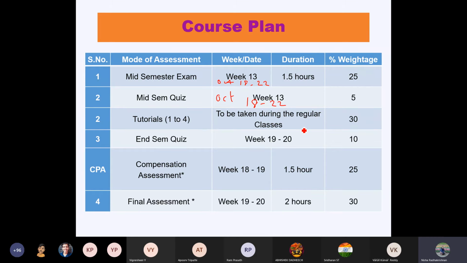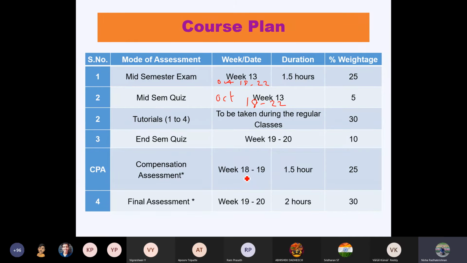Tutorials, you will have immediately after each unit. There will be 4 tutorials of 30 marks. This is what we have decided. Then there will be a compensation assessment provided you have certain genuine reasons. Last year all of you from section B were present, so I didn't have any issue. Try to keep it that way this time. Try to avoid the compensation assessment, because it means you'll have to study the entire syllabus. That is something we have planned for the 18th to 19th.